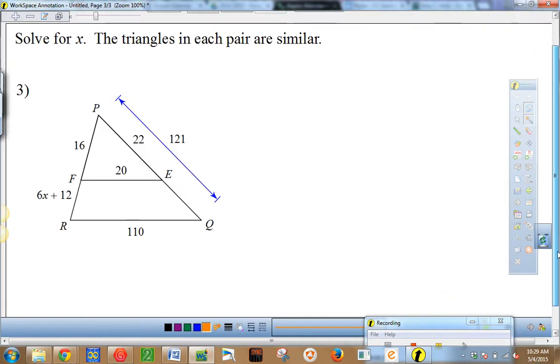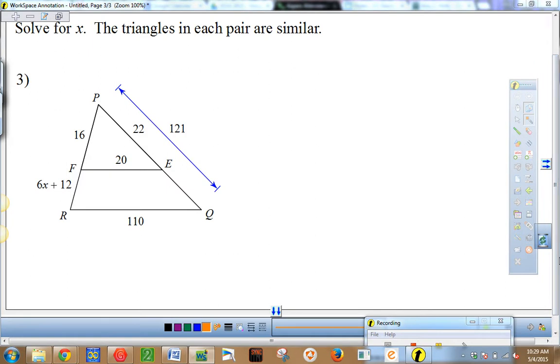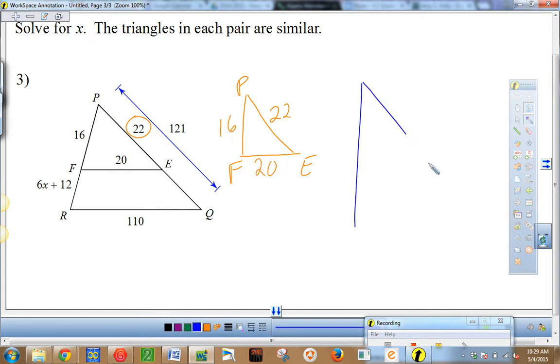Alright, how about these guys? These are impossible. That is not true. There's no way. Which sides are corresponding? Like, what does 22 correspond to? 22 corresponds to R. R. R. 6x plus 12. Let's back it up. That's one triangle. This is the other triangle.